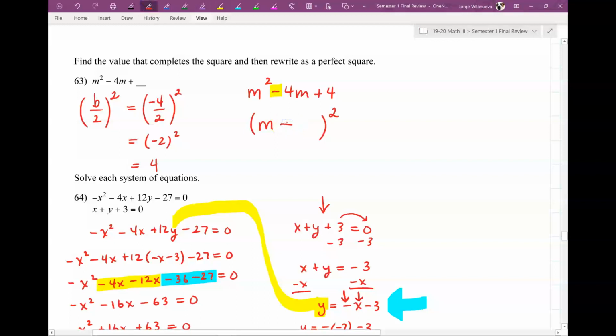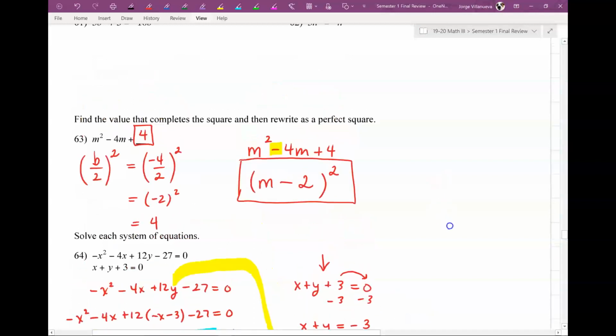And then just take half of your middle number. My middle number is a 4, right? So half of 4, that's a 2. And that is the answer they want right here. So they wanted that piece, and they wanted, I guess you could say, the 4 that we put in that little empty spot right there. But that's what they wanted for 63. Any other questions?